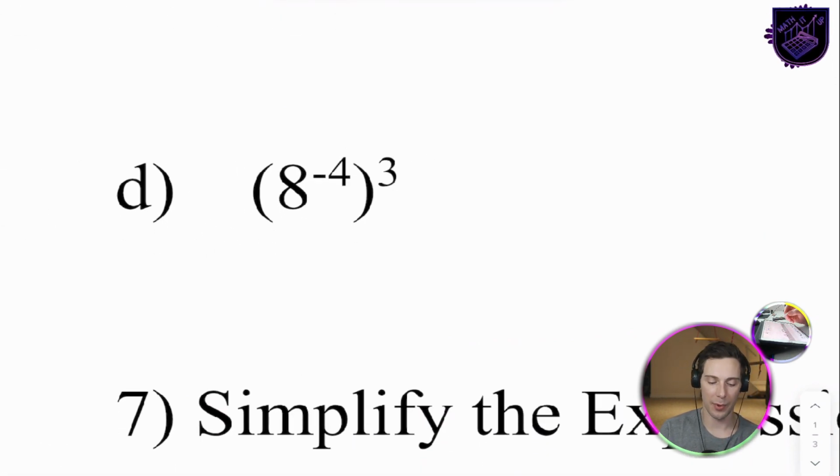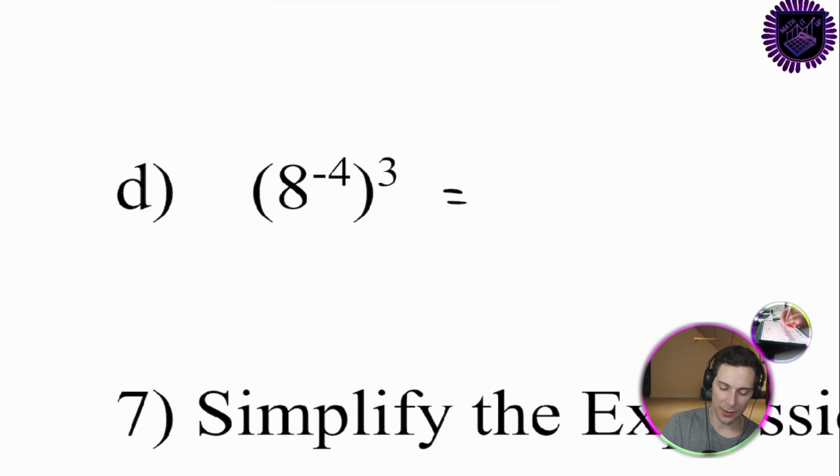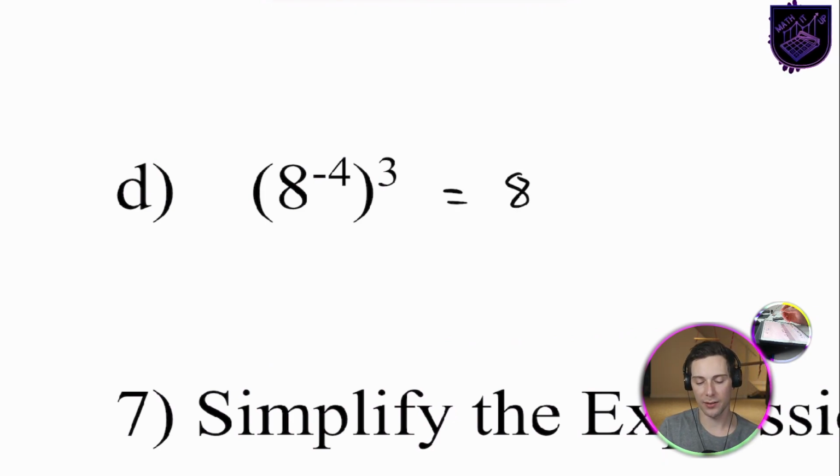We're going to get some more of that. D, 8 to the power of negative 4. Our base will stay the same as it always has this whole time, but what will change is we're going to get a negative exponent because it's a negative times a positive, and it's going to be 8 to the power of negative 12. That's our answer.